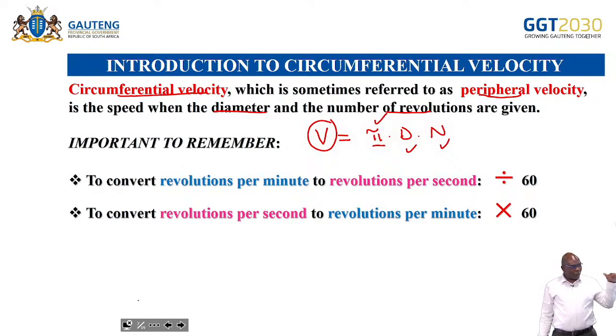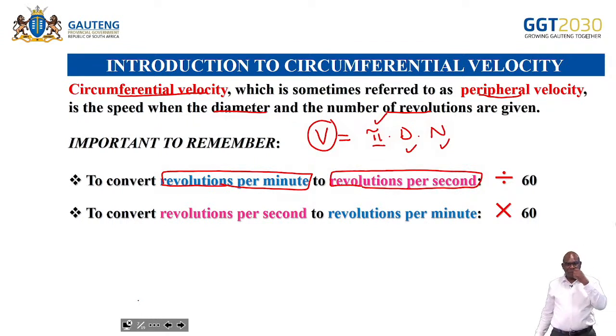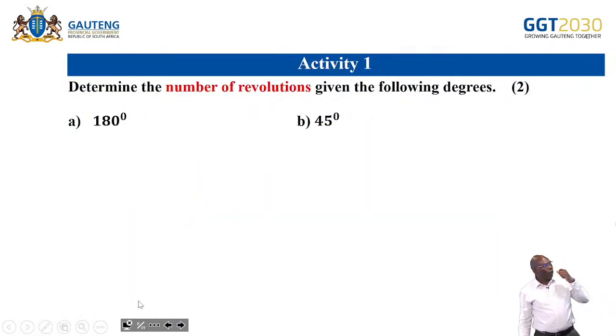Important to remember, to convert revolutions, they are written per minute. I want revolutions per second. What should I do? I must divide by 60 because I'm taking minutes to seconds. You know that if I've got one minute, then I have 60 seconds. If I want to convert revolutions per second to revolutions per minute, I must multiply that by 60. Right. Now, activity number 1.